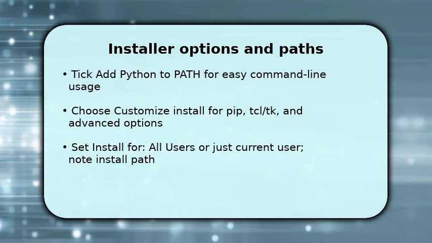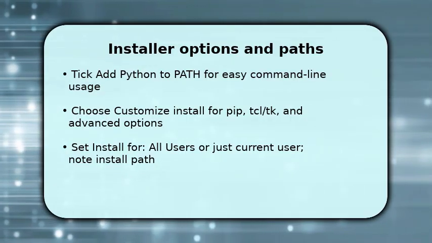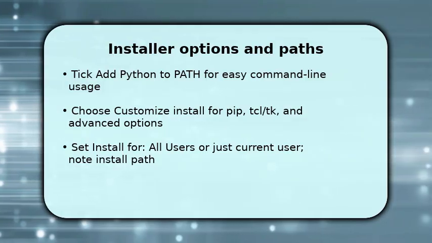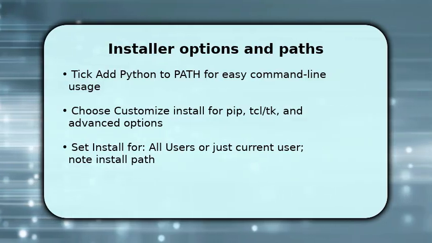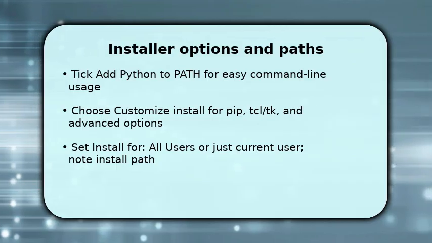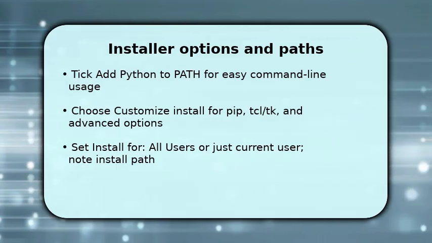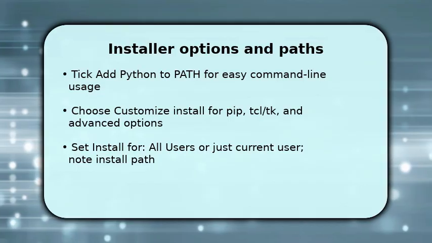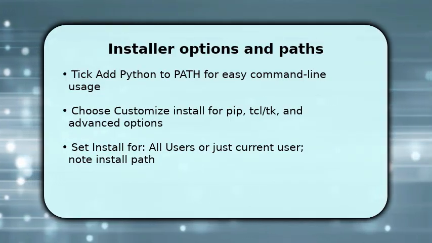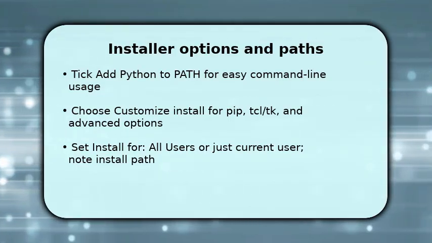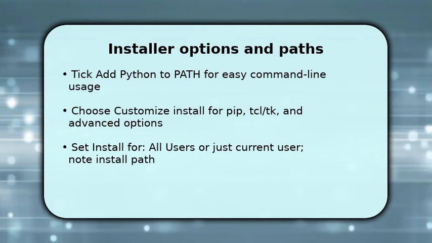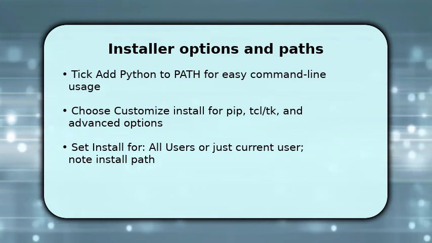Choose Customize Install to verify pip, documentation, Tcl/Tk, and optional features like IDLE and PyLauncher. Next, click Next to view advanced options. Select Install for all users if you want system-wide access, or leave it for the current user. Make a mental note of the install path. You'll need it for virtualenvs, PATH edits, or tooling configuration.